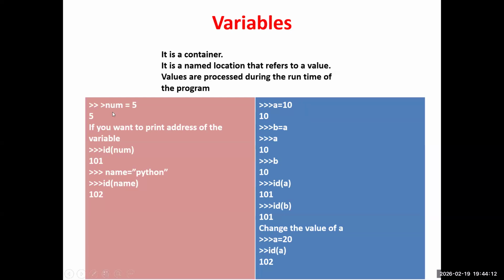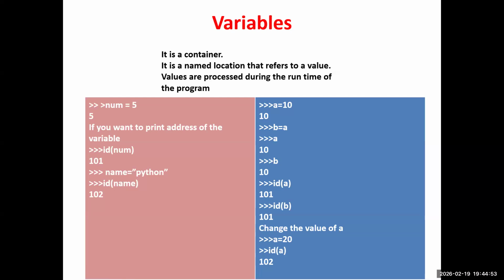So here I have given an example, so kindly note the example. Num is a variable. The value of the variable is 5, so the 5 will be assigned into num. Suppose you want to print the address of the variable, then you use id of, and then you can specify the variable name. So this is the address. I have given an example; the actual address is displayed in a different manner.